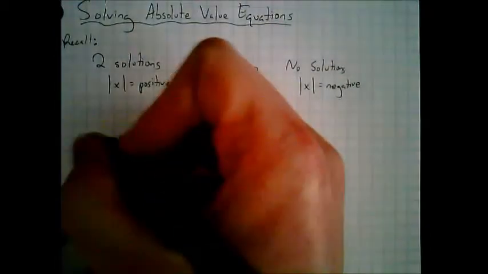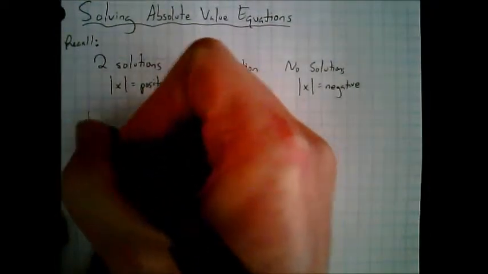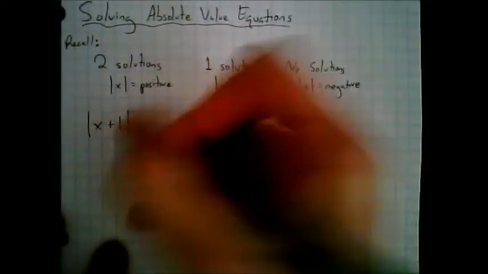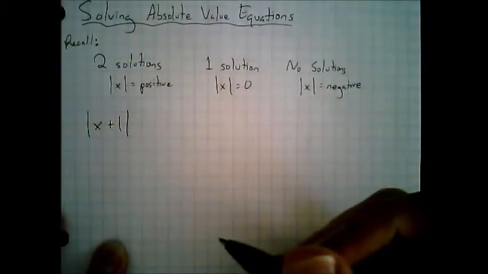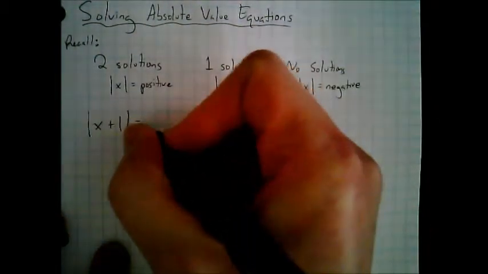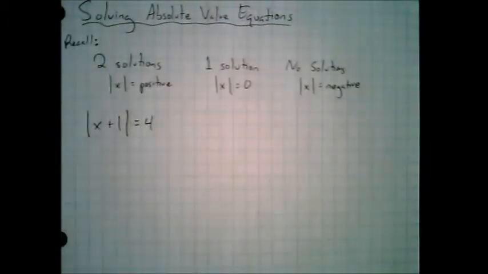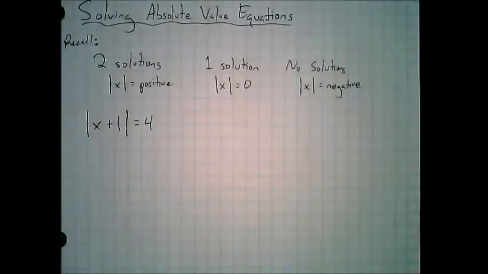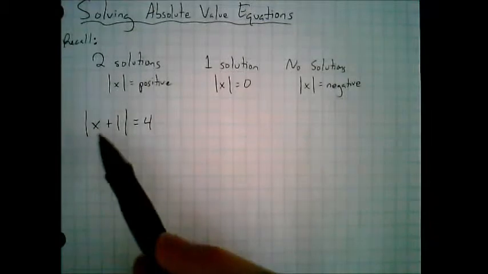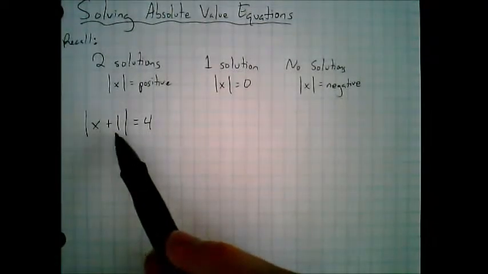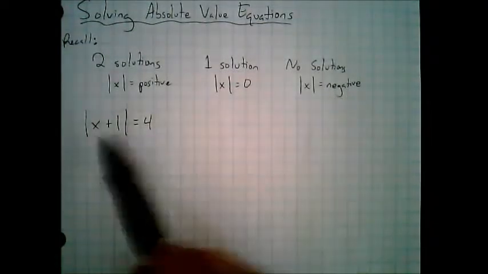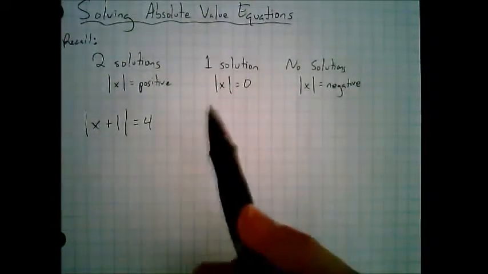So let's start with our first example. We're saying the absolute value of x plus 1 equals 4. Okay, so let's understand what this equation is telling us. We have some x value, we're adding 1 to it, then we're taking the absolute value of that sum, and we better get 4.